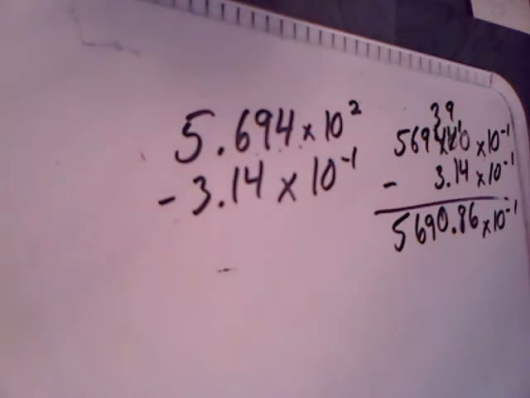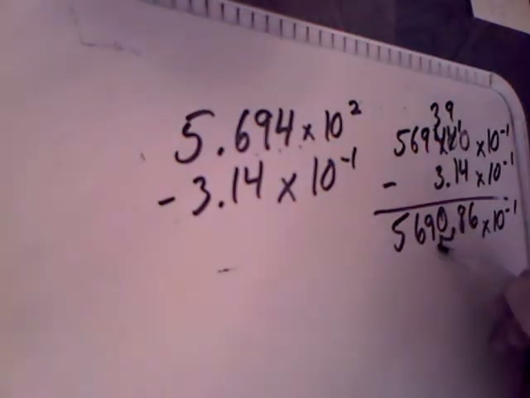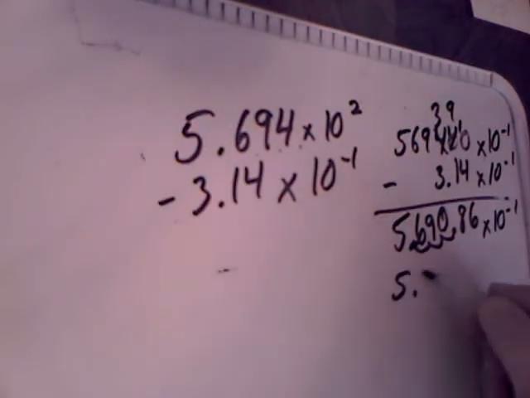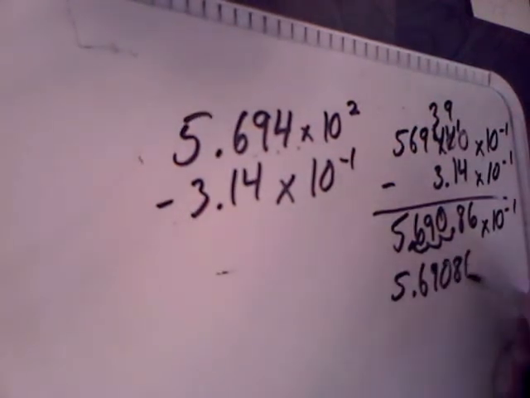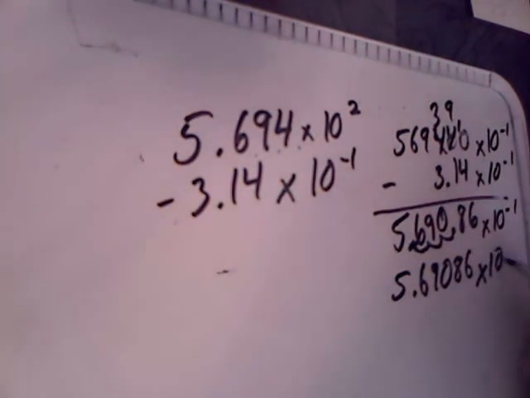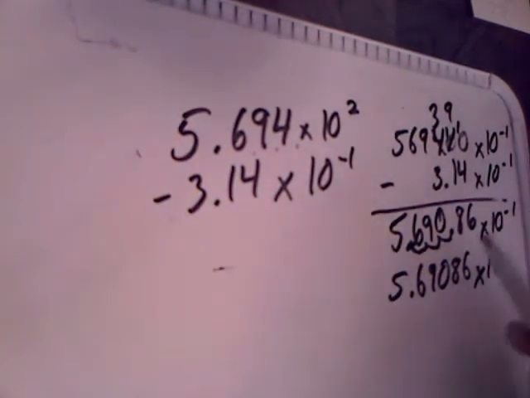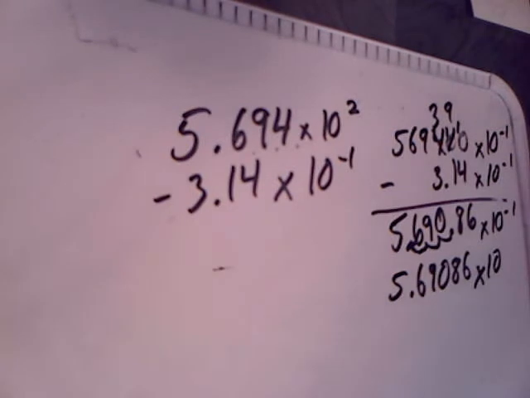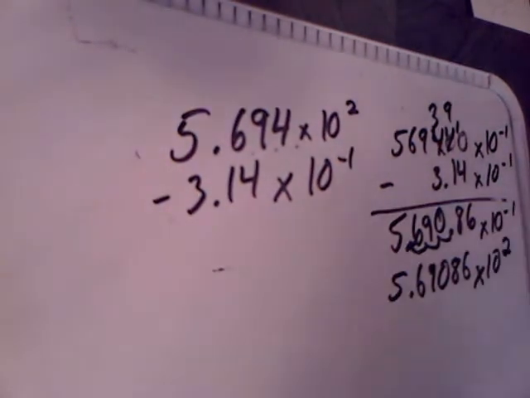And now what I need to do is put these numbers into scientific notation, which means I'm going to need to move this decimal 1, 2, 3 spaces. So I have 5.69086 times 10 to the, well, what's negative 1 plus 3? Negative 1 plus 3 is going to be 2, so it's 5.69086 times 10 to the second power.